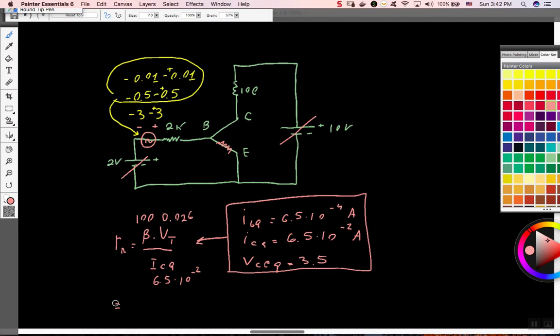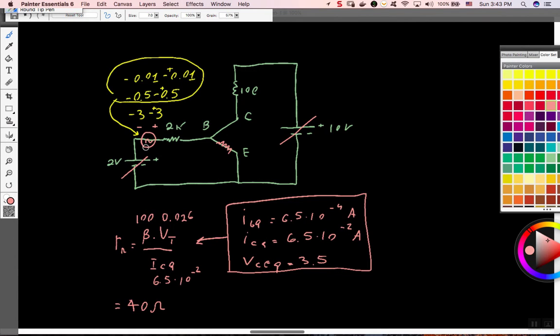I got 40. Let's try one more time. So 100 times 100 times 0.026 divided by 6.5. Oh, interesting, it comes down to 40. So it's a clean number. I didn't even have to round it. It really came out to be 40. Okay, so the small signal actually sees a 40 ohm resistor.